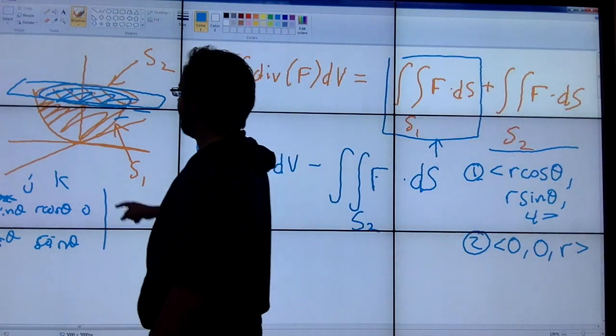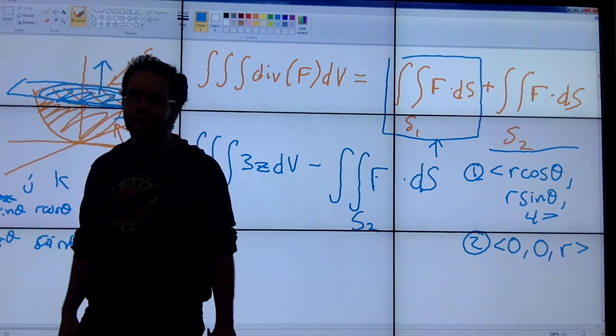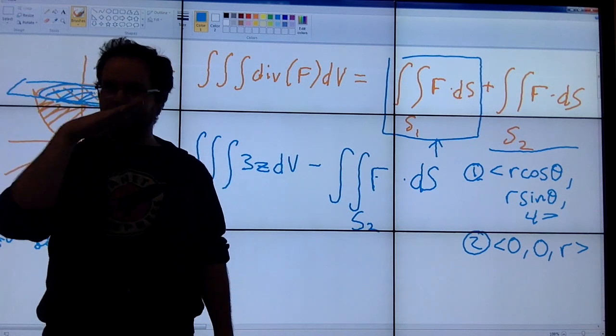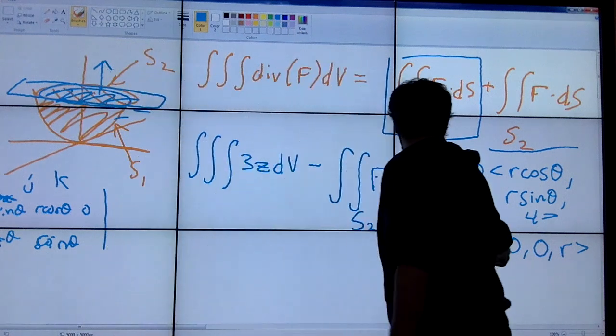By the way, that makes sense. Look at this disk right now. The normal vector points strictly where? What direction? Straight up. Is there any x component? Is there any x motion or y motion here? No, it's strictly z motion. So it makes sense that our normal component is 0, 0, r.